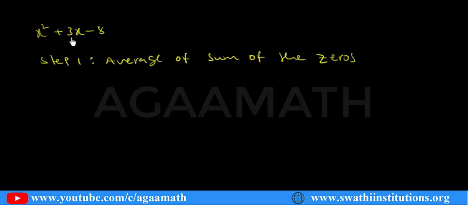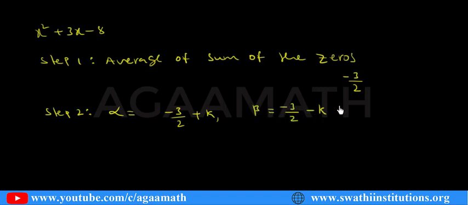So what is the sum of the zeros? That is minus b by a, which is minus 3. The average is that divided by 2, because we have two zeros for the quadratic polynomial. So here it is minus 3 by 2. Now step 2 is very simple. Let alpha equal minus 3 by 2 plus k, and beta equal minus 3 by 2 minus k, where k is the distance from this average of the sum of the zeros.